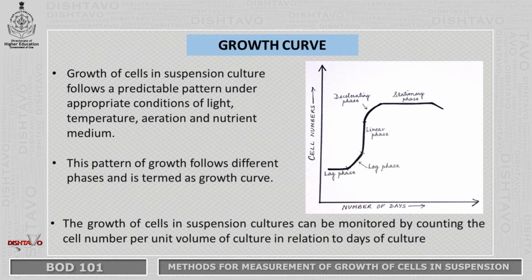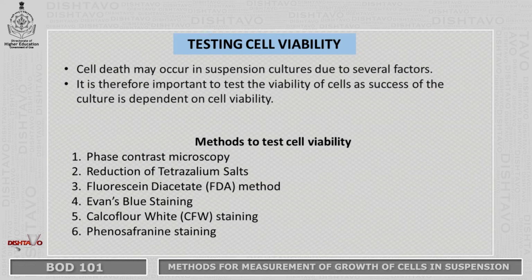And finally, when the nutrients get depleted, some of the cells start to show cell senescence characteristics, the rate of cell division drops down, and the growth curve forms a plateau, which is referred to as the stationary stage of growth.